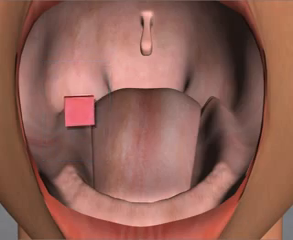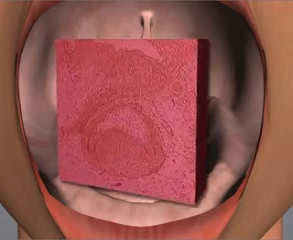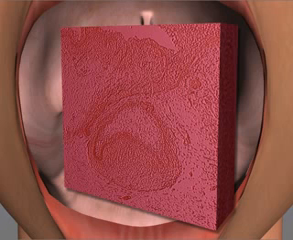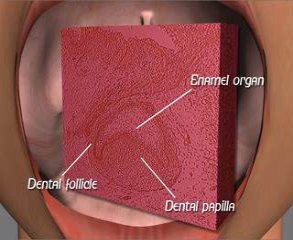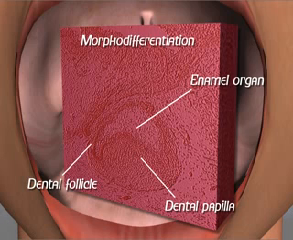Continued growth of the tooth germ leads to the next stage of tooth development, the bell stage. During this stage, the tooth germ assumes its final shape, a process referred to as morphodifferentiation. This process determines the final shape of the tooth crown.